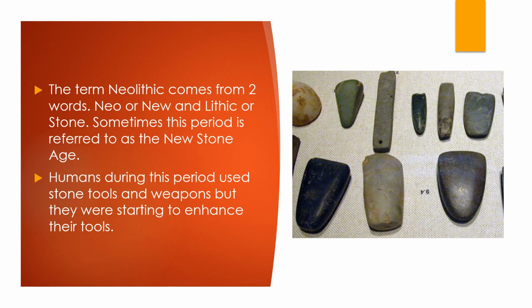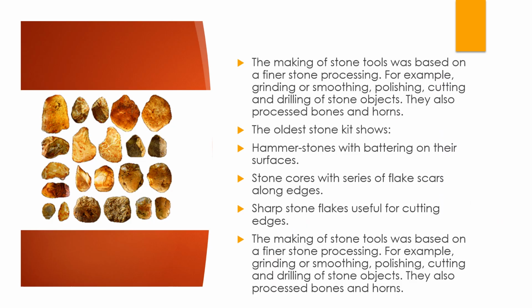The making of stone tools was based on a finer stone process. For example, the grinding or smoothing, polishing the stone, cutting it, drilling of stone objects. They also process things like bones and horns. These stone tools show us how early humans made things, how they lived, how they hunted, how they interacted with their surroundings, and how they would go on to evolve.